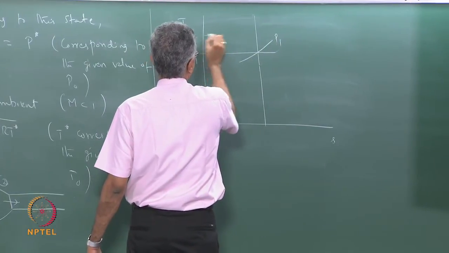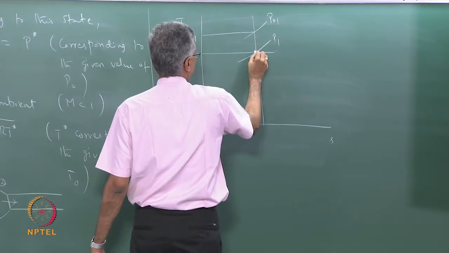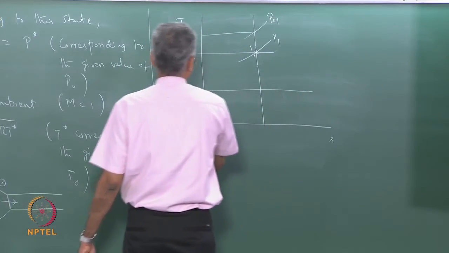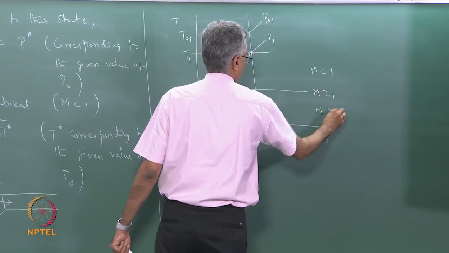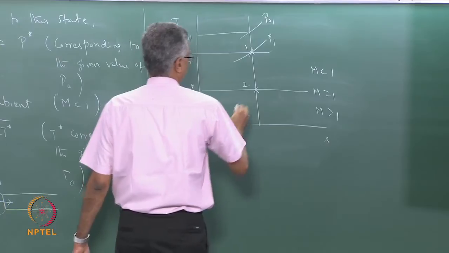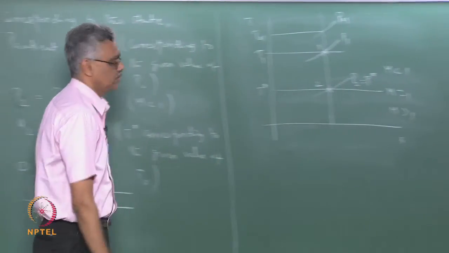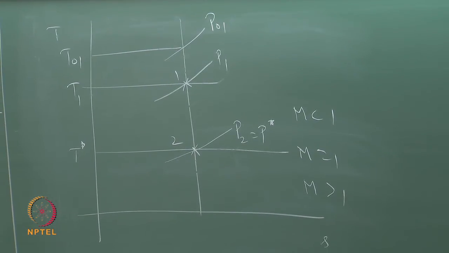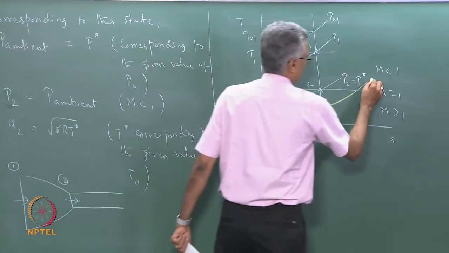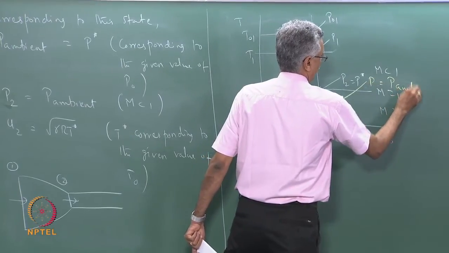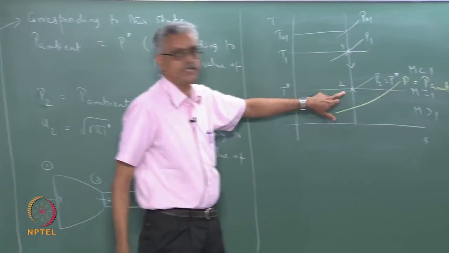P1, T1, P01, T01, this is state 1, this is T star, this is my state 2, P2 equal to P star. Now, I have lowered my ambient pressure to a value even below this. For example, let us say that this is my ambient pressure now. So the flow has expanded from state 1 to state 2.